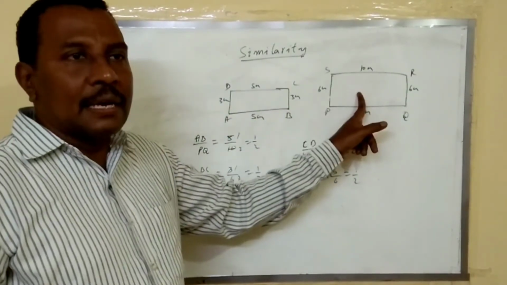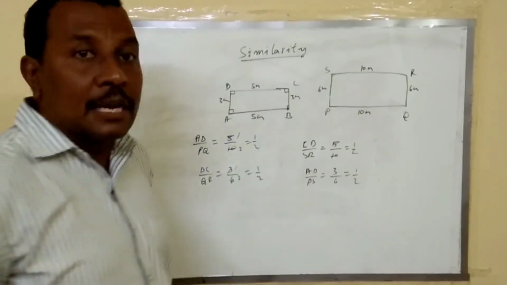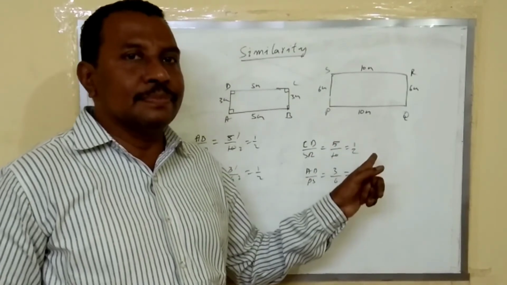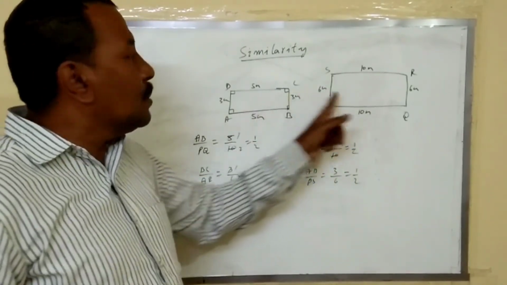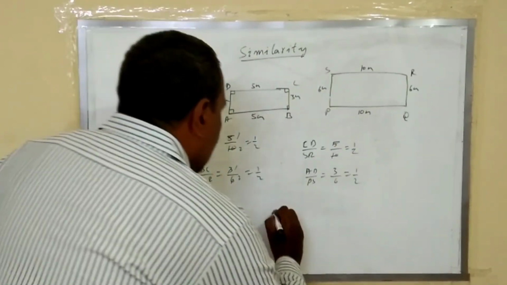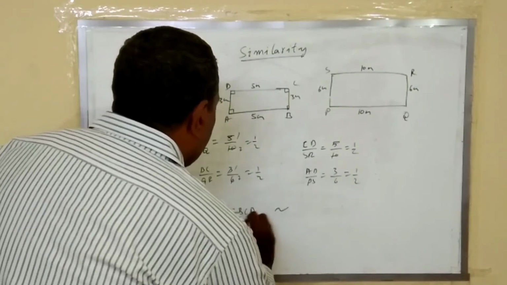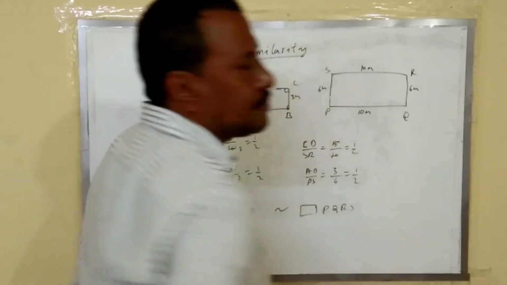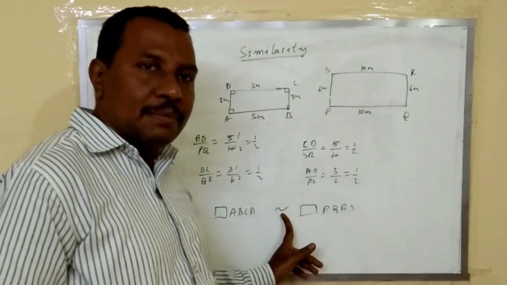In these two rectangles, the corresponding angles are equal, and the corresponding sides maintain the same ratio. Then you can say that these two rectangles are similar. So this is the symbol for similarity. Rectangle ABCD is similar to rectangle PQRS. Okay, I think you understood what similarity is.